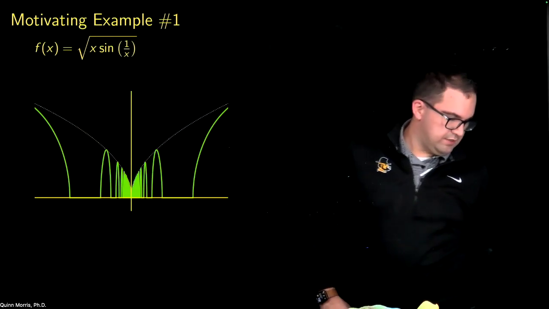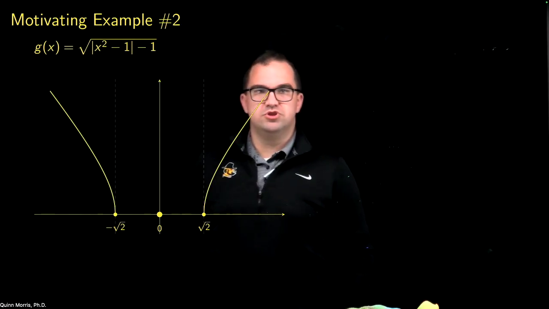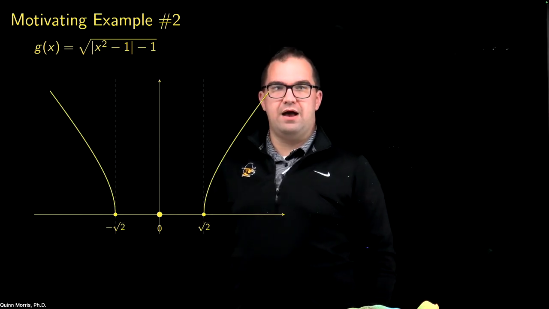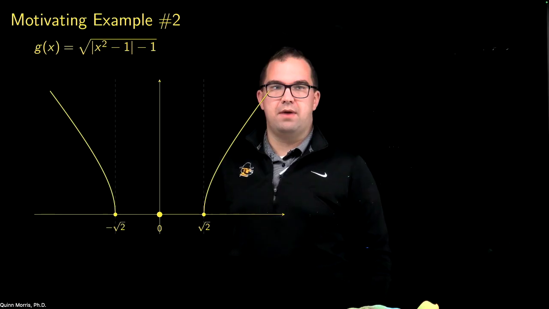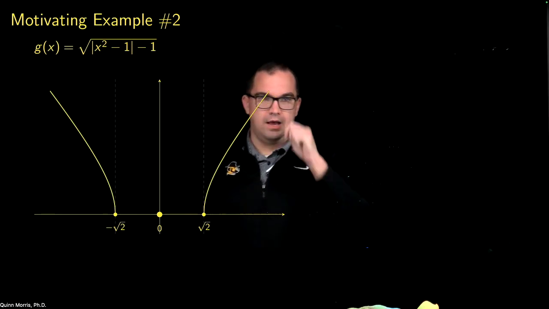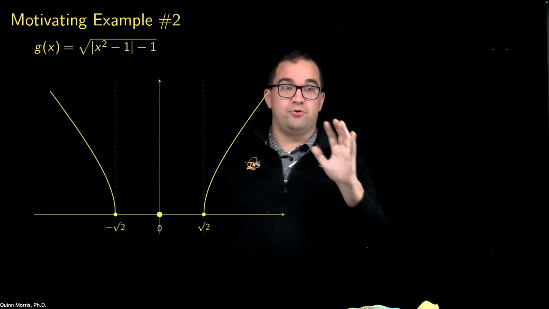All right, looking at another example. Let's consider this function g of x, which is defined to be the square root of the absolute value of x squared minus 1, minus 1. Okay, so this is a little bit of a tricky function to wrap your head around the first time.